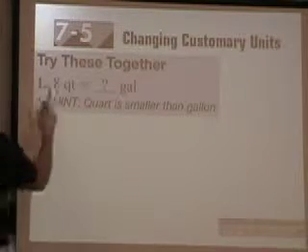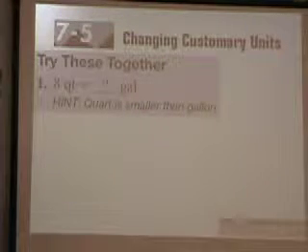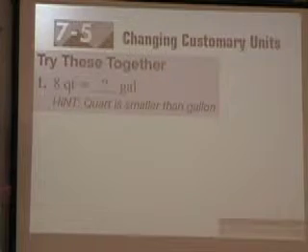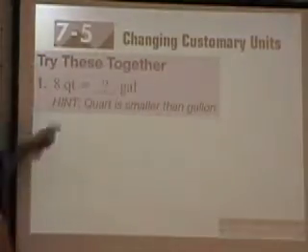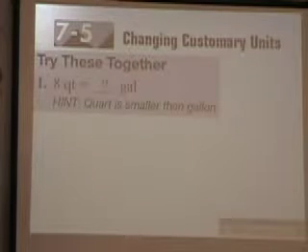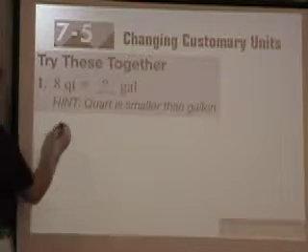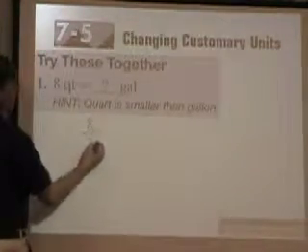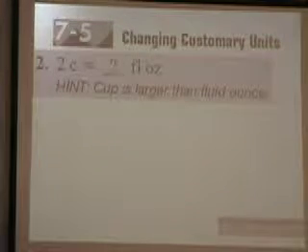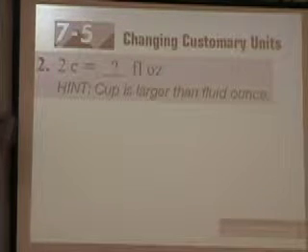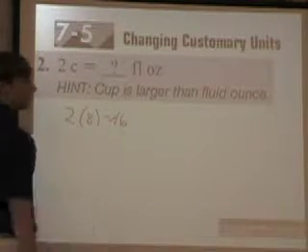Alright, so here they want us to tell how many gallons are in 8 quarts. So 8 quarts is how many gallons? Now to go from quarts to gallons, do you multiply or divide? We're going quarts to gallons, so we divide by 4. We take 8 quarts and divide by 4, and that's going to give us 2 gallons. So here they want us to convert 2 cups to fluid ounces. There's 8 fluid ounces in 1 cup, so we multiply 2 times 8, and that gives us 16 fluid ounces in 2 cups.